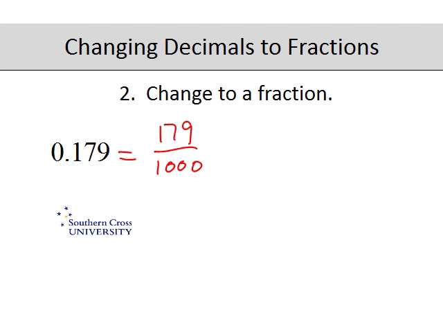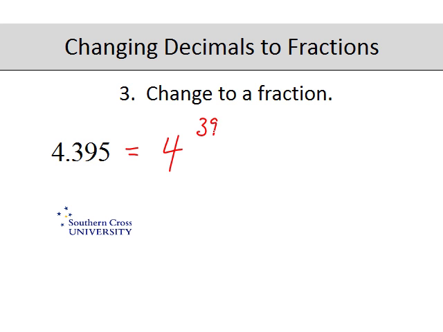Now, 179, I can't think of a number that goes into 179 and into 1,000, so that's going to stay pretty much as is. Now this time, we could do this one of two ways. We could say that this is equal to 4 and 395 thousandths, or we could say that it is 4,395 over 1,000. I'll go with this way of doing it for now.